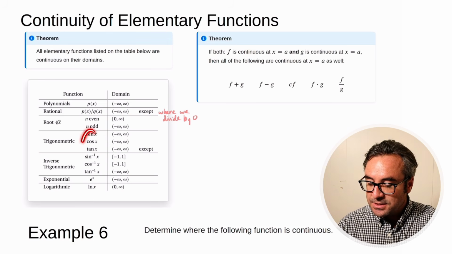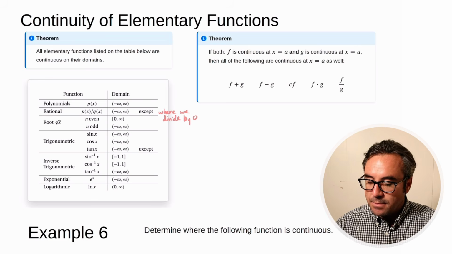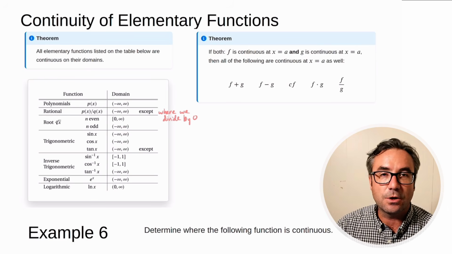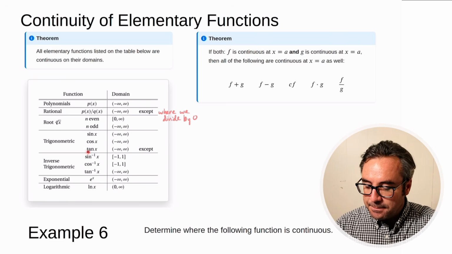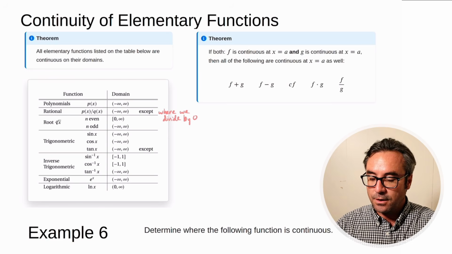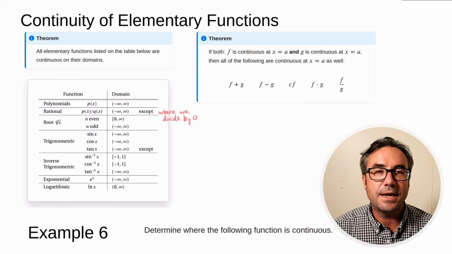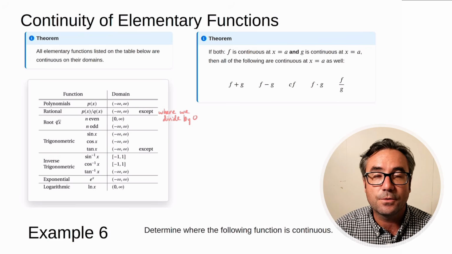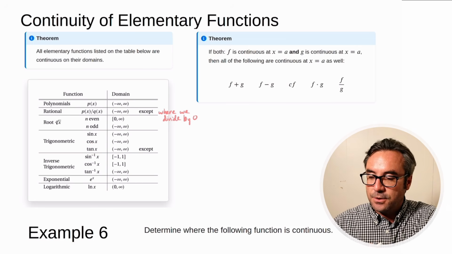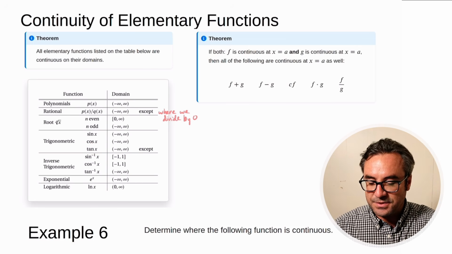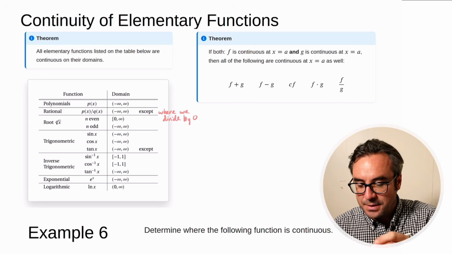Trig functions, sine and cosine, are probably our two most fundamental trig functions. They behave really nicely. Their domain is all real numbers, so they're continuous on their domains. Tan x, same thing, all real numbers. Now, if we remember, we looked at tan x being equal to sine over cosine, so there is some division hidden here. So we have the same kind of exception, except where we divide by 0.